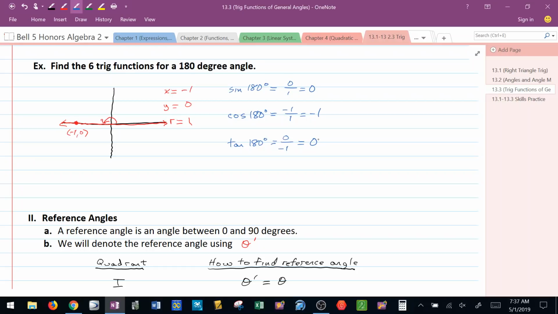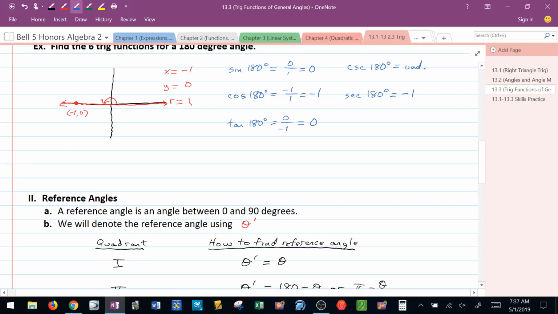All right? But now we need to find the reciprocal functions. So let's do the cosecant of 180 degrees. If I take the fraction 0 over 1 and flip it over, I get 1 over 0. 1 over 0 is undefined. I can't divide anything by 0. How about the secant of 180 degrees? Well, the secant of 180 degrees would be 1 over negative 1, so we could just say that that's negative 1. What about the cotangent? The cotangent of 180 degrees would be negative 1 over 0. Again, you can't divide by 0, so that is undefined.